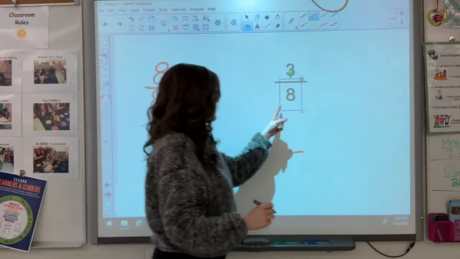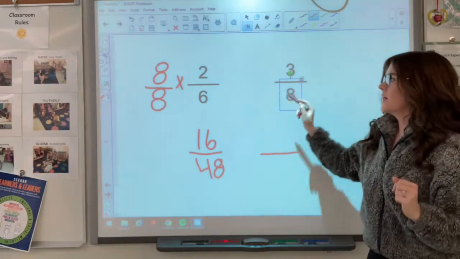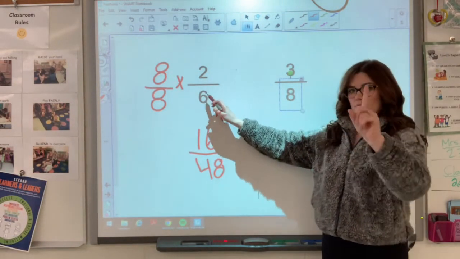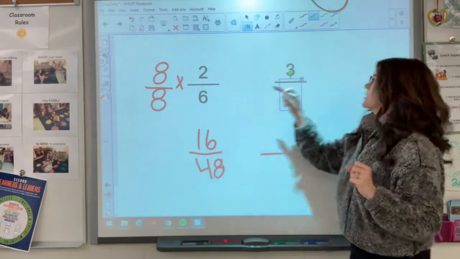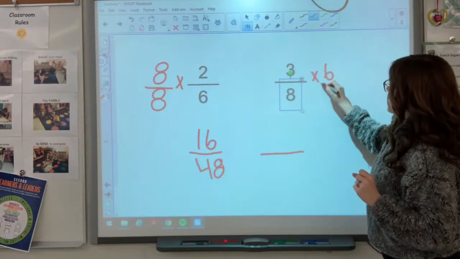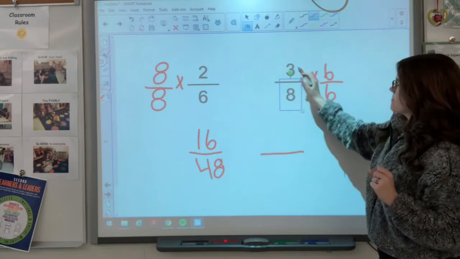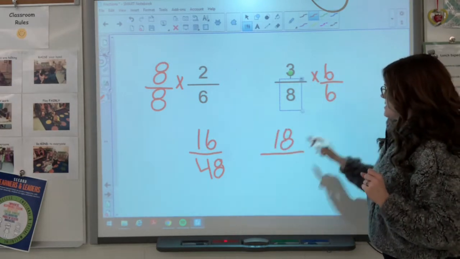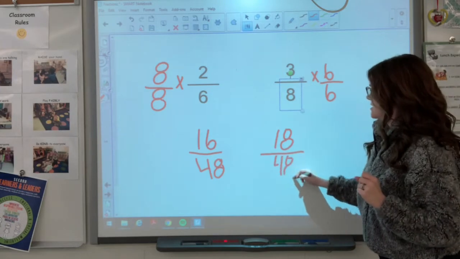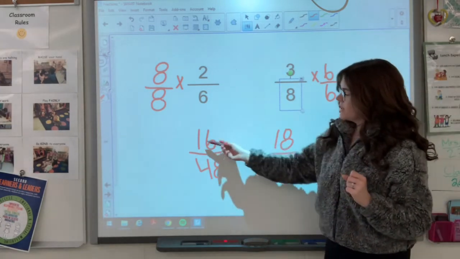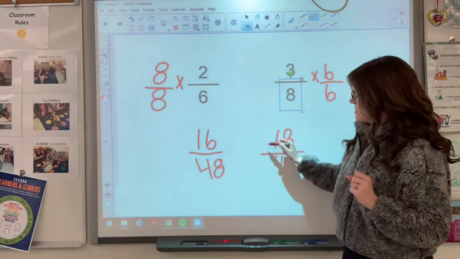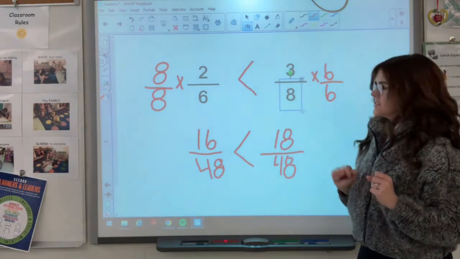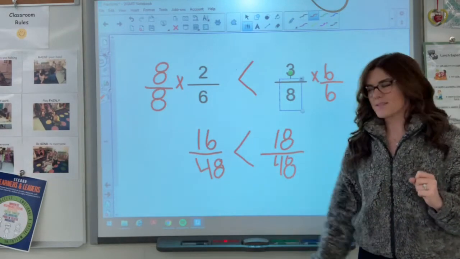I'm then going to go to this side. I have 3/8, and I'm comparing it to 2/6. If I was to take 2/6 and turn it into one whole, it would be 6/6. So I'm now multiplying this by 6/6. 3 times 6 is 18, and 8 times 6 is 48. I can now look at my numerators here at my new fractions, and I can easily draw my sign and say that 3/8 is bigger than 2/6.